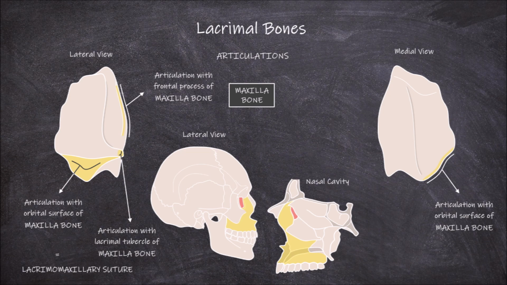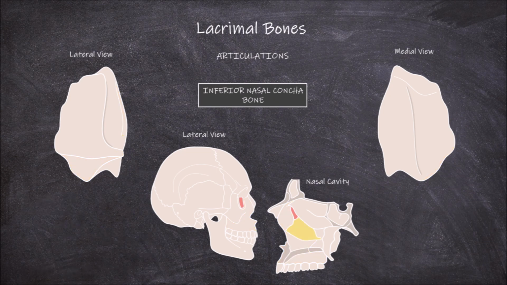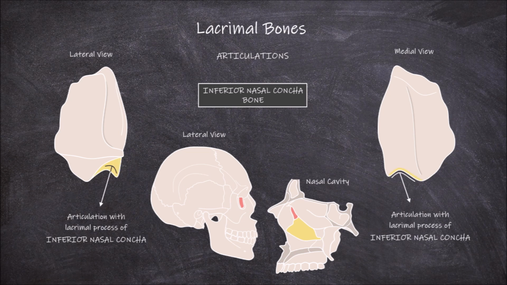The fourth and final articulation is with the inferior nasal concha bone. The anterior part of the inferior border of the lacrimal bone articulates with the lacrimal process of the inferior nasal concha bone. This forms the lacrimoconchal suture.